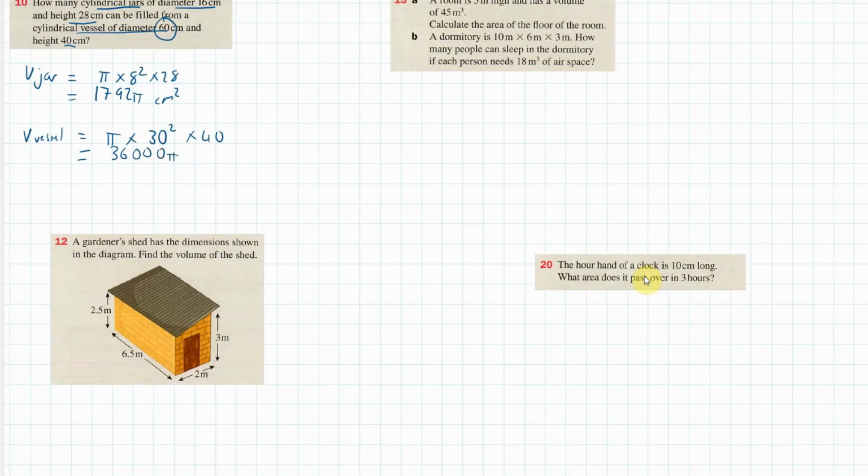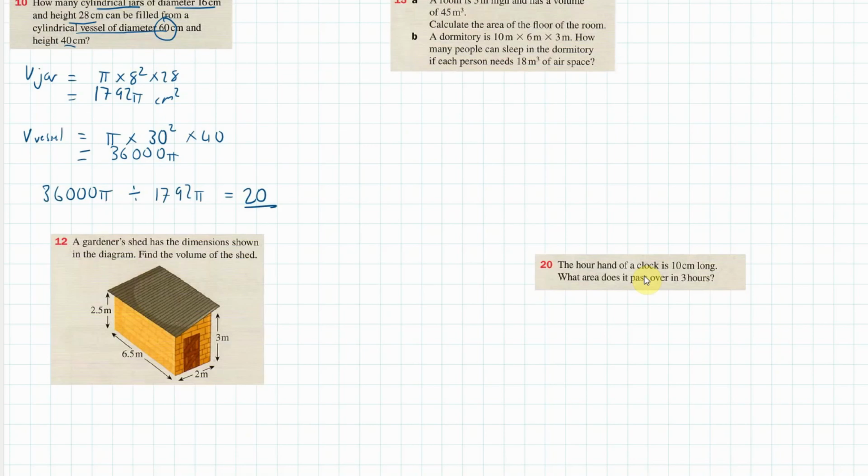Now, the number that we can fill. So we're going to go 36,000 pi divided by that 1792 pi, and that will tell us how many vessels we can fill. And it looks to me to be 20. You round down because if you filled 0.8 of a vessel, you actually haven't filled it. Okay, so just think logically about that.